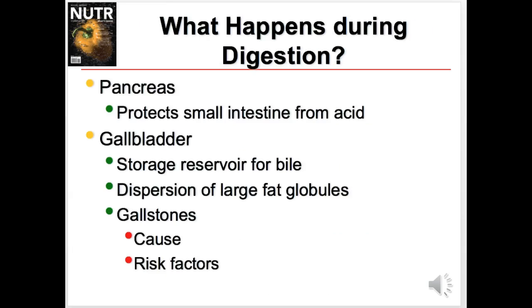So what happens during digestion? Again, the pancreas helps us digest food, and it protects the small intestine from all that acid that's being made from the food. Then you've got your gallbladder, and that gallbladder is a storage reservoir for bile. It's the dispersion of large fat globules.